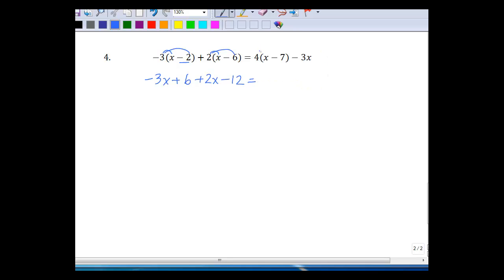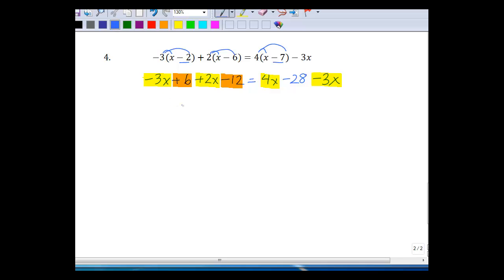Then on the right side, again distributing, 4 times x is 4x. 4 times negative 7 is minus 28, or negative 28, and then minus 3x. So I've gotten rid of my parentheses. Now I want to combine my like terms. On the left side I have a negative 3x and a positive 2x, and I also have a positive 6 and a minus 12. And on the right side, for like terms, I've got the 4x and the minus 3x.